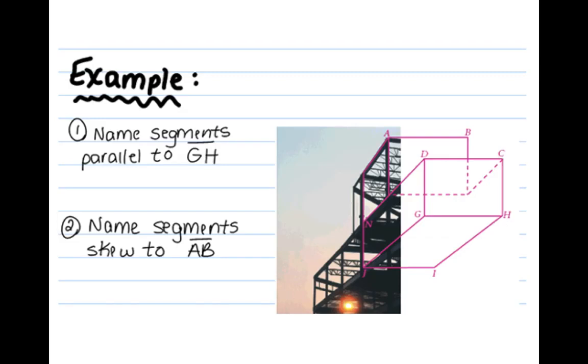AB is parallel to GH. I agree. They're going to be in the same plane this way. Yeah, that would be one. IJ is another example of ones that are parallel to GH.